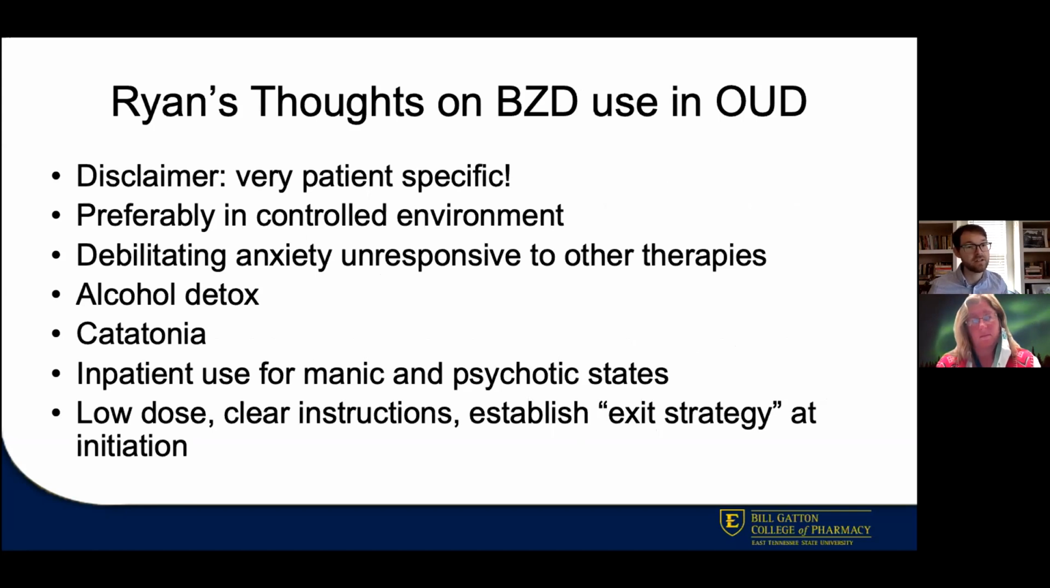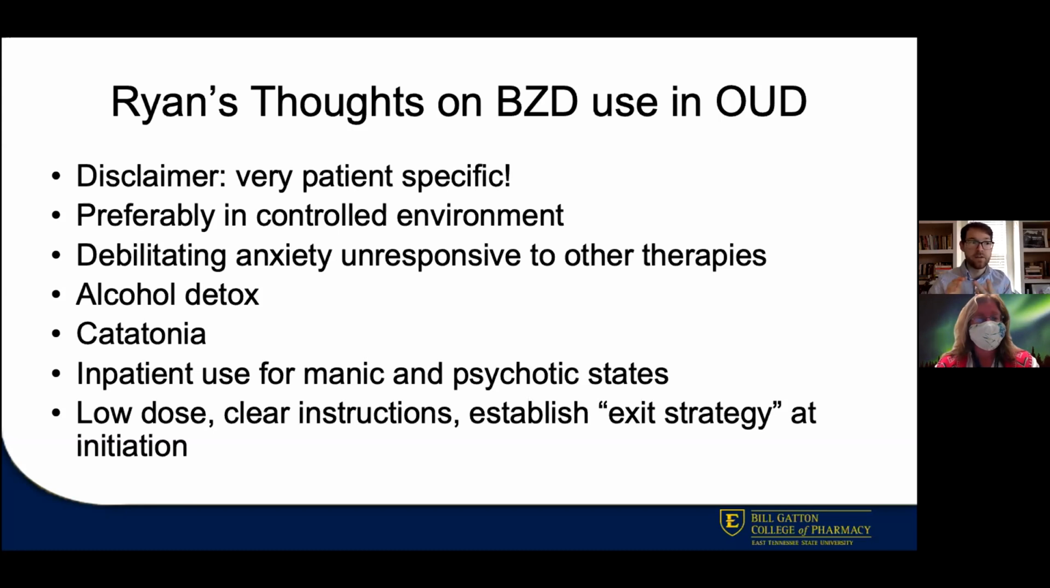So when I give a talk, I like to have some takeaways. And when I was thinking about this, I wondered who I would use benzos in if it was a patient with opioid use disorder. Again, disclaimer, it is highly patient specific. It is going to be a tough conversation with them to weigh those risks versus benefits. Preferably, you would have them in a controlled environment where you can monitor them very closely, such as inpatient. And I would recommend maybe considering it in patients with really debilitating anxiety that has been unresponsive to other therapies.